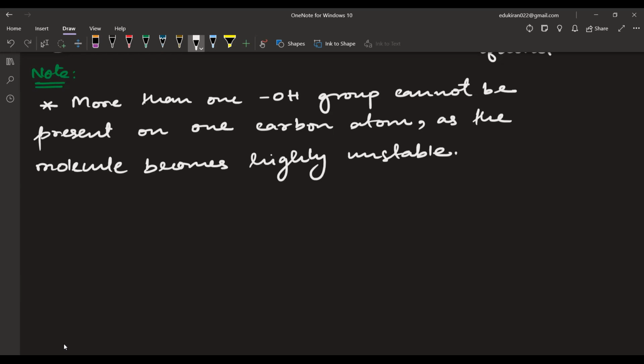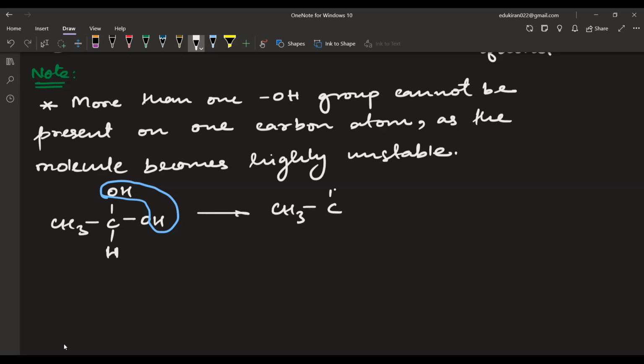For example, if you have CH3 and a carbon with one hydrogen, and you attach here OH and one more OH, then what is going to happen? You will remove H2O automatically. Nothing to do; this reaction happens on its own. You will get CH3, C double bond O, and hydrogen. Whenever a carbon atom gets two OH groups, it will automatically convert into an aldehyde.